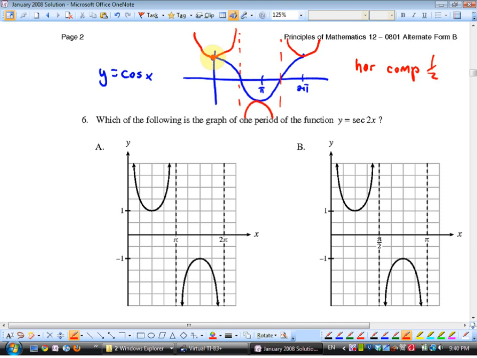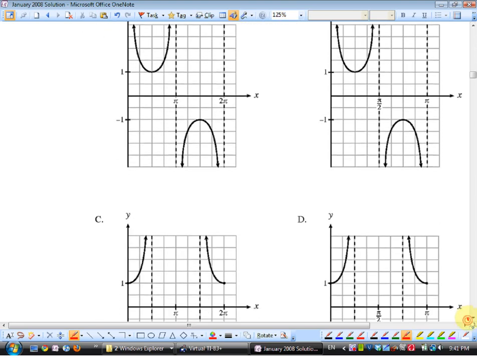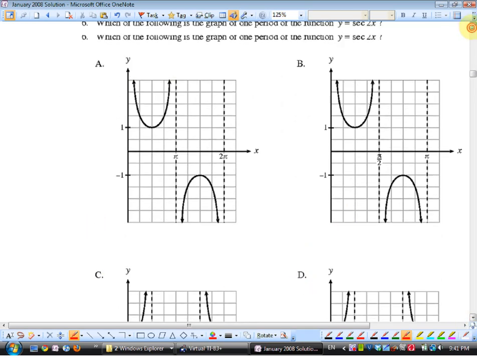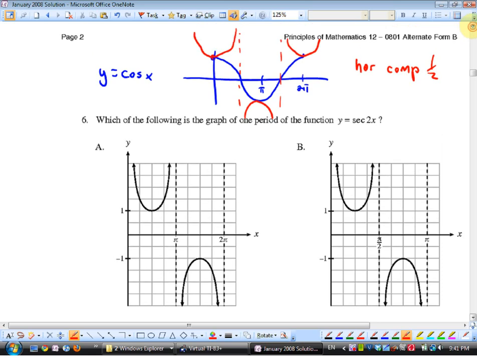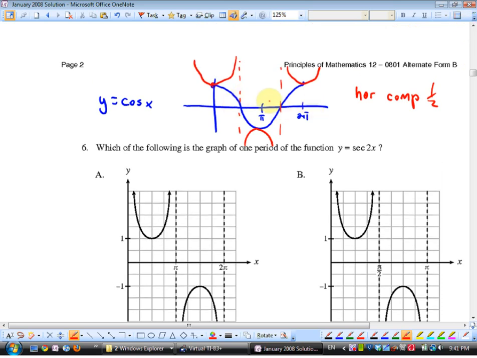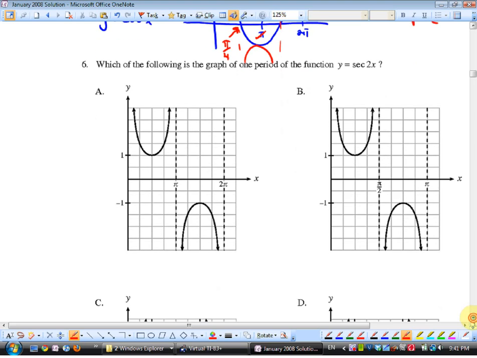This point right here is 0, 1. If I compress that by a half, it's still 0, 1. So I'm looking for a graph that goes through 0, 1. Which means it's either C or D. But not only that, these values would all get compressed by a half. This would be, instead of pi, pi by 2. This, instead of pi by 2, would be pi by 4. So I'm looking for a graph that has an asymptote at pi by 4.